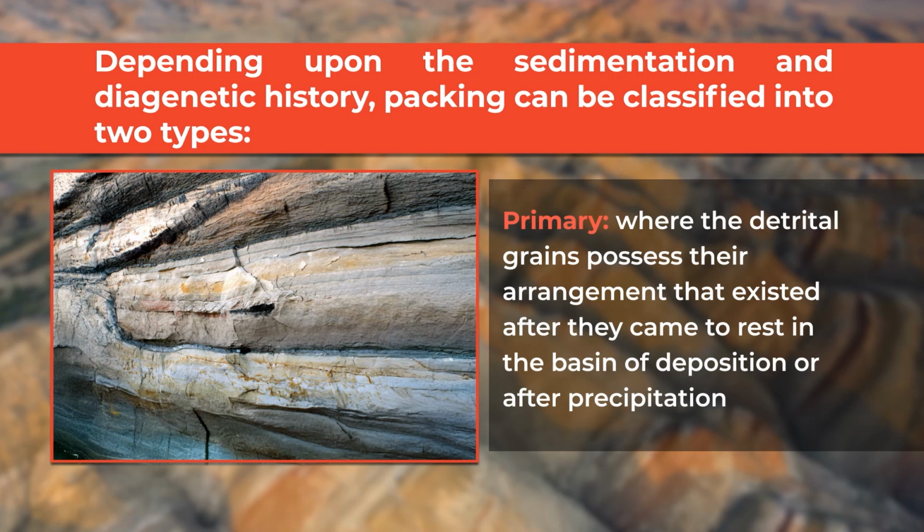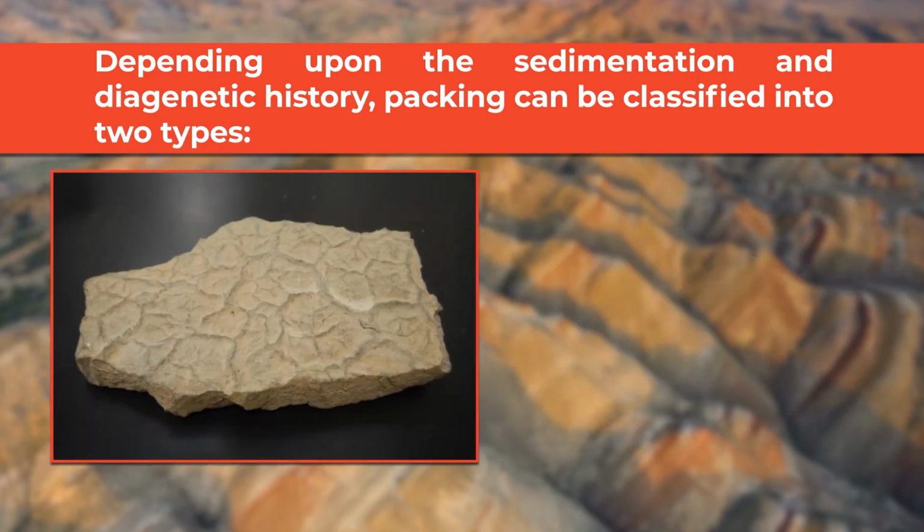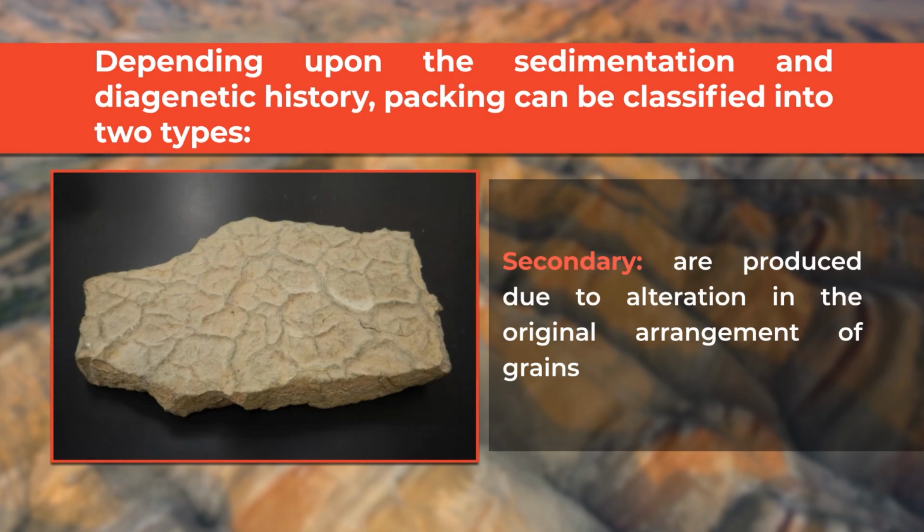There are two types: primary packing, where the detrital grains possess their arrangement that existed after they came to rest in the position or after precipitation. On the other hand, the secondary are produced due to alteration in the original arrangements of grain. The secondary packing is mostly due to diagenesis and the creation of new grains into the sediments.